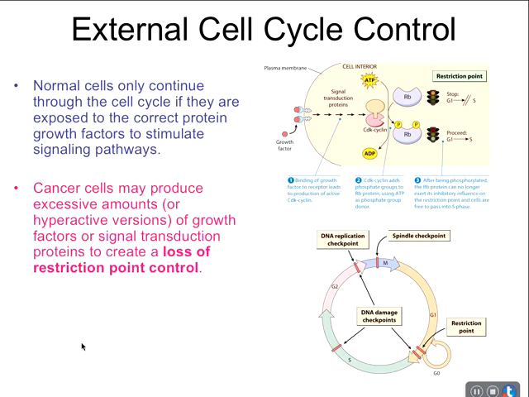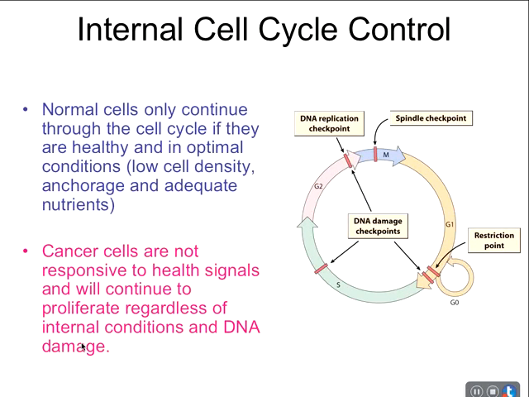So there's external things that can control the cell cycle. What about internal factors that can control the cell cycle? Normal cells will only continue through the cell cycle if they are healthy and in optimal conditions. Low cell density, they have anchorage, adequate nutrients, etc. That's the only way they're going to go through these internal checks, DNA damage checks, spindle checks, all of these internal checks will only happen if it's in a healthy environment.